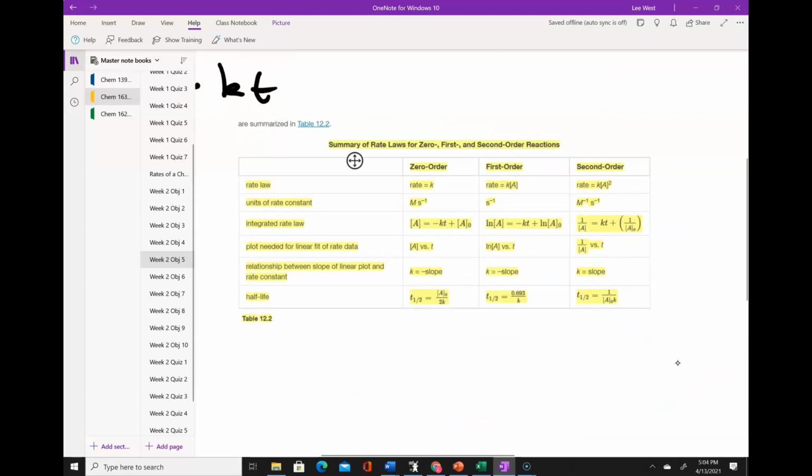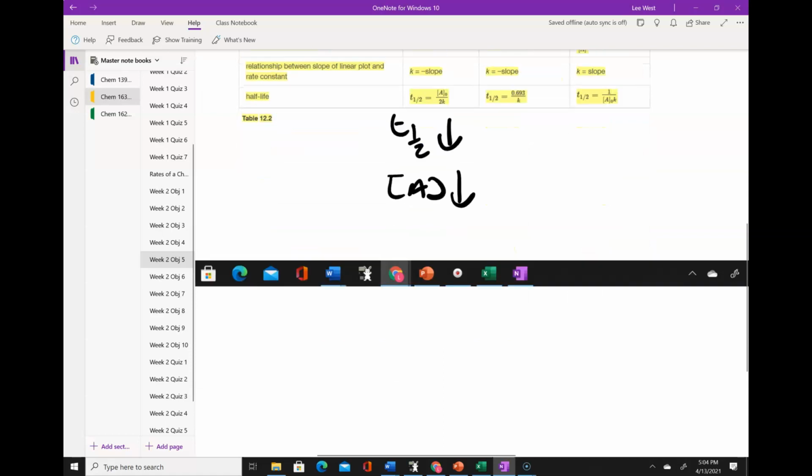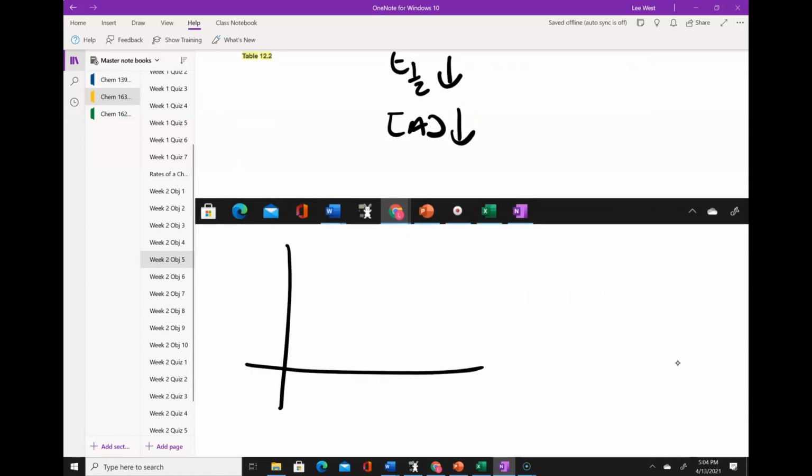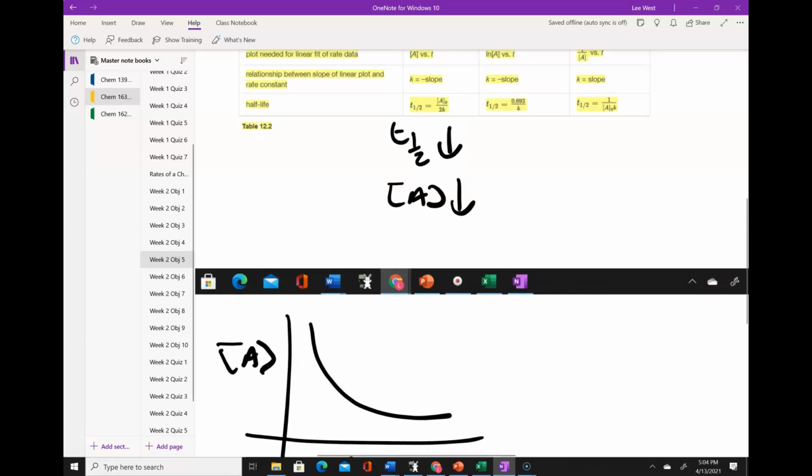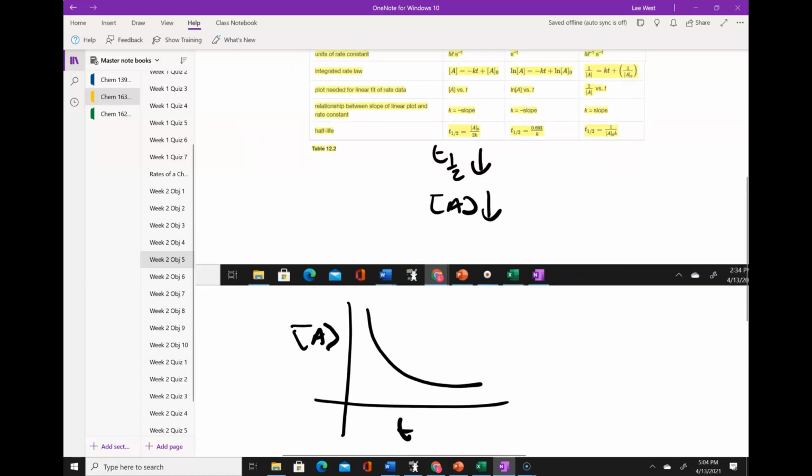For a zero-order reaction, what you can see is that the half-life will increase as your concentration increases. Or we could also say that the half-life will decrease as the concentration decreases. So in a chemical reaction, the concentration of reactants decreases as time goes on. So what did we say? We said that the half-life will decrease as the concentration of the reactants decreases. So the half-life gets shorter and shorter.